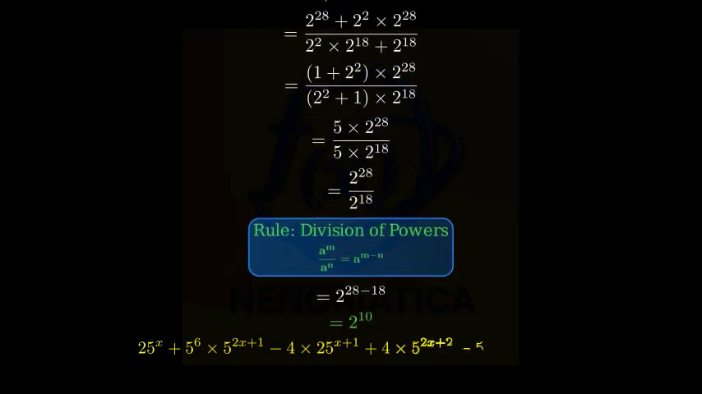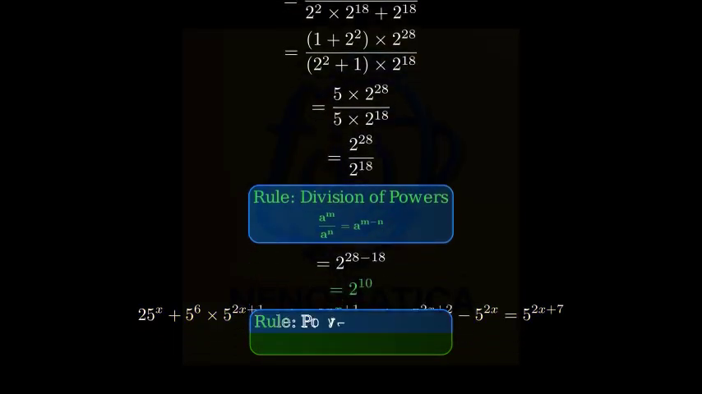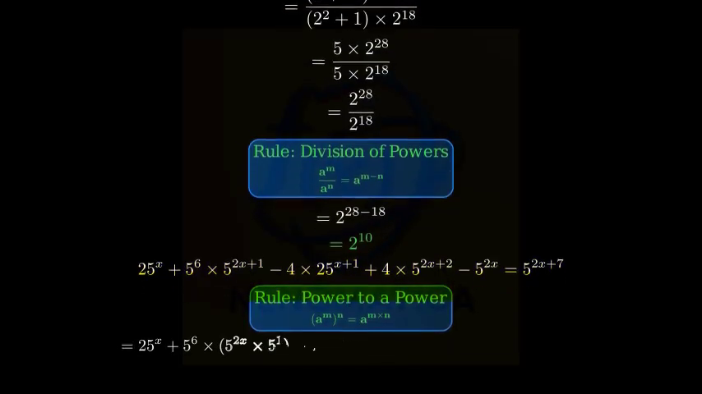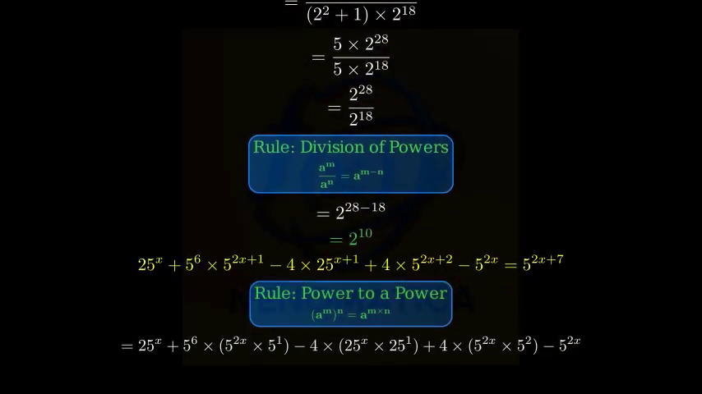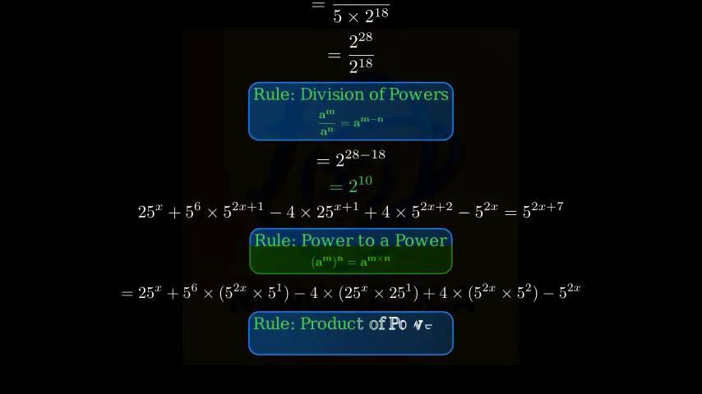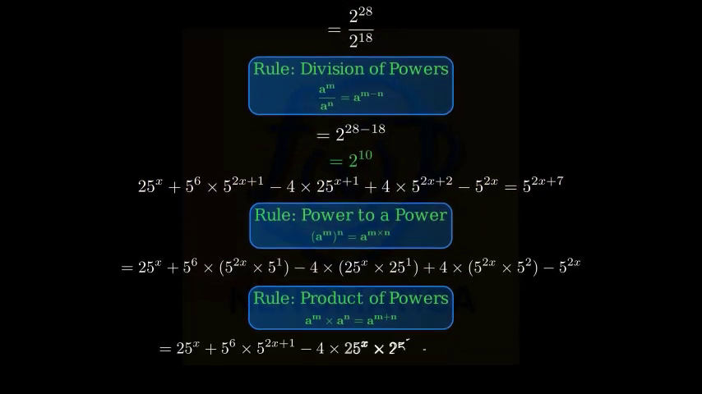Now, let's move on to our second example, which is more complex. We need to prove that the following equality is true. Let's rewrite this expression using the properties of exponents. First, let's note that 25 equals 5 squared, so we can rewrite 25 to the power of x as 5 to the power of 2x. Now, let's use the product of powers property to combine the exponents.